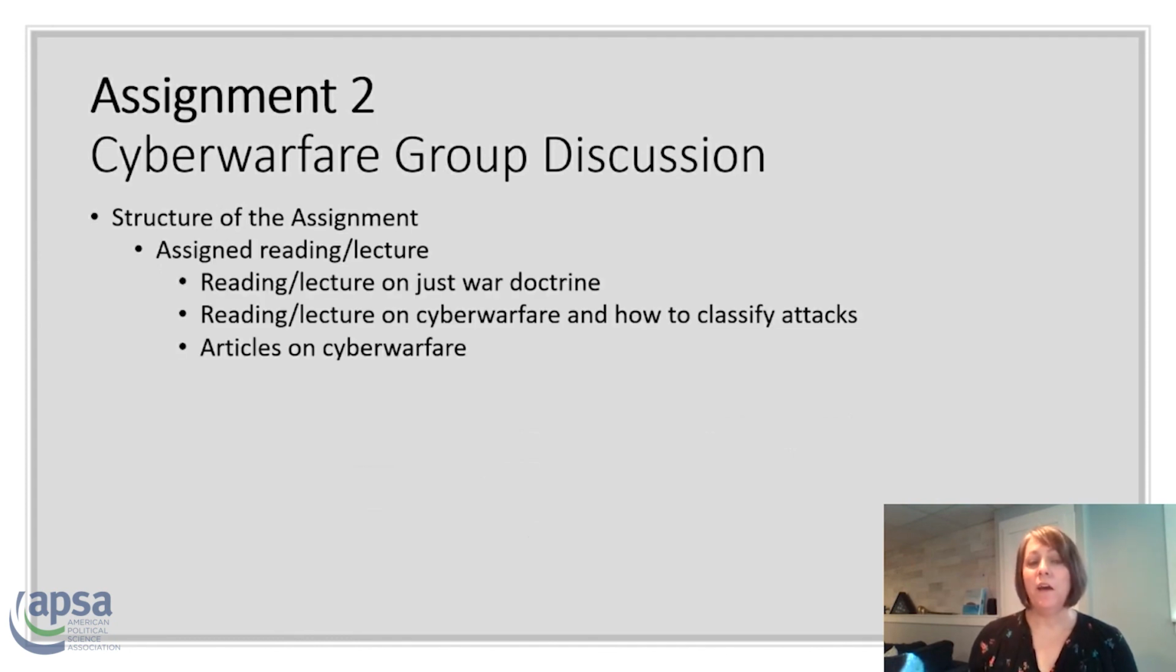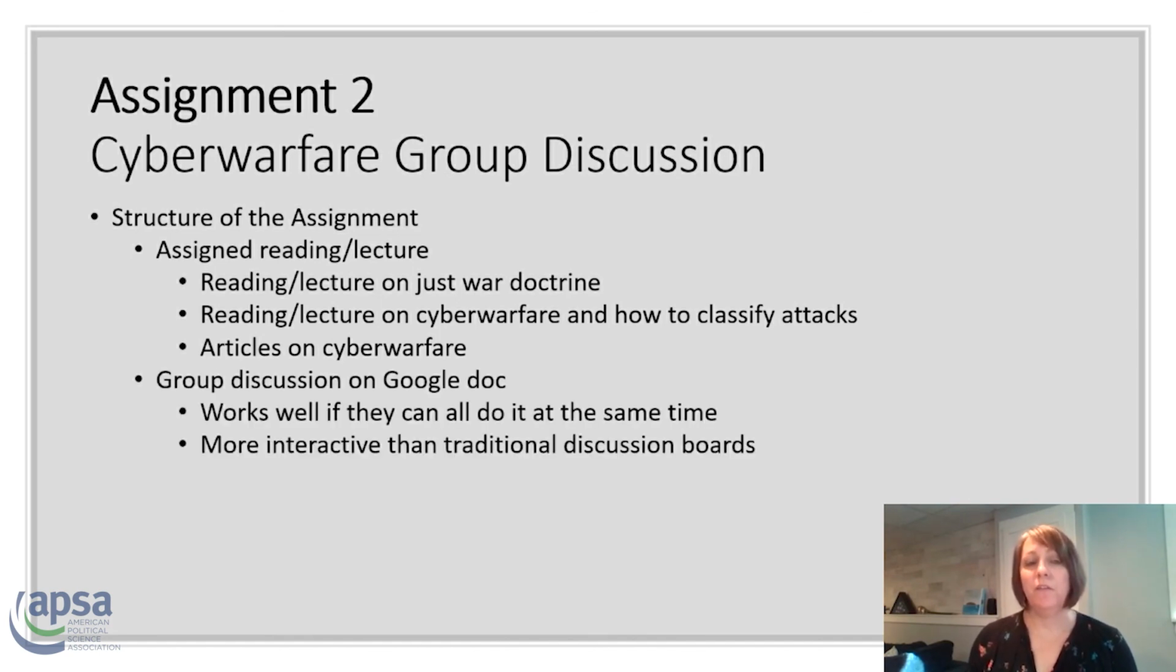So they have assigned readings and lectures to do before they take part in the discussion. And then the group discusses on a Google Doc. This works really well if you have a synchronous class and you can do this during class time. They can all be on the Google Docs at the same time and you can hop from doc to doc and check their discussion. Or if you have a hybrid class, you could do that.